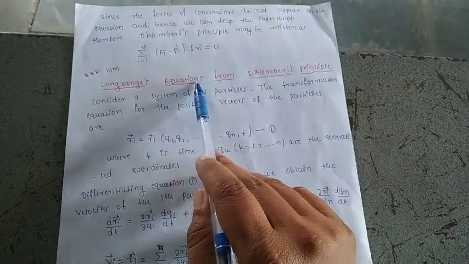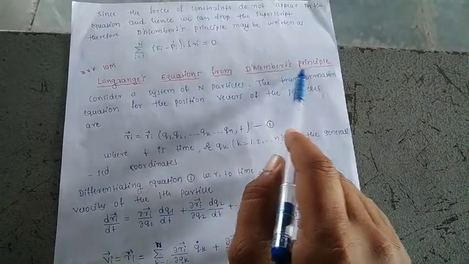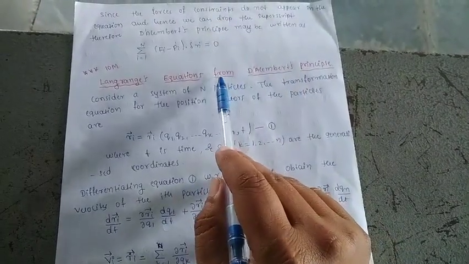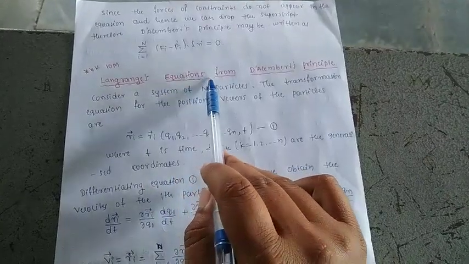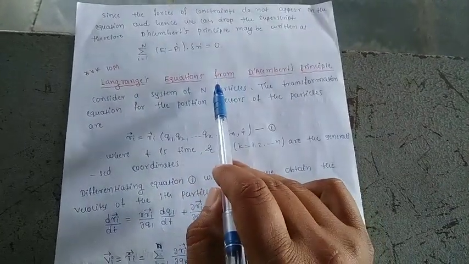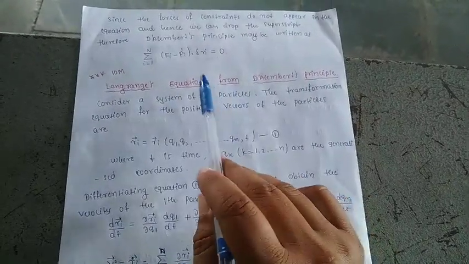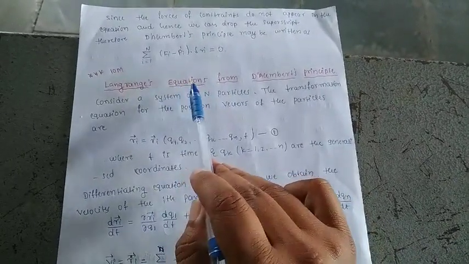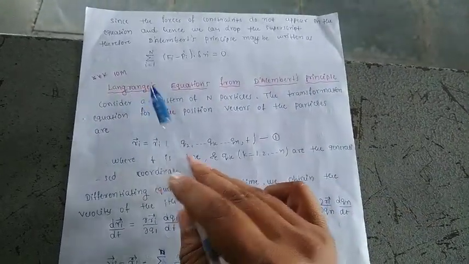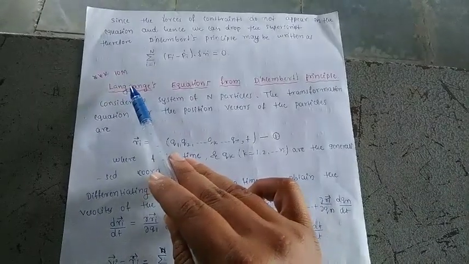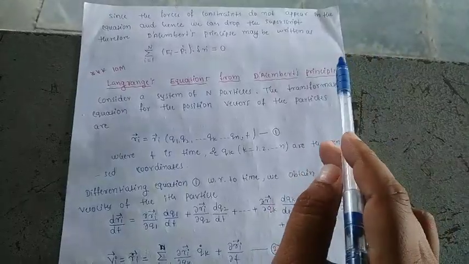Lagrange's equations are the equations of motion in the generalized coordinates, derived from D'Alembert's principle. It is a 10 marks question: derive Lagrange's equation of motion from D'Alembert's principle.